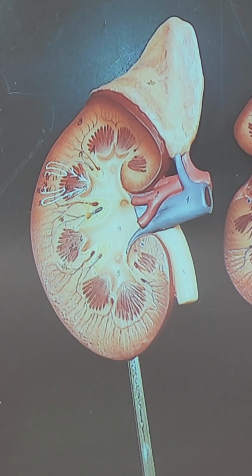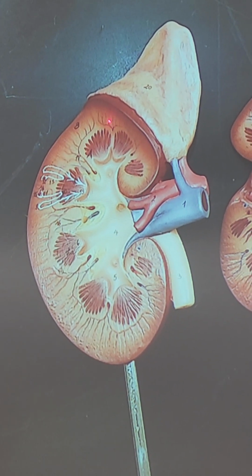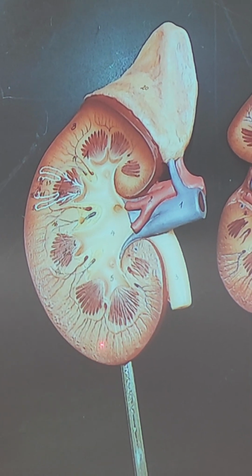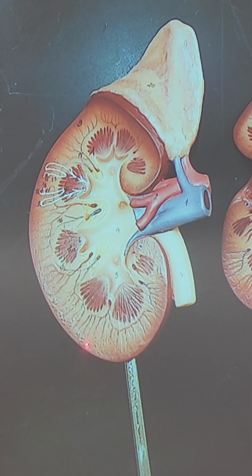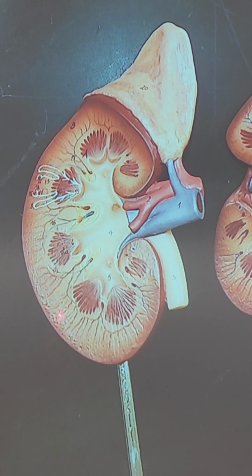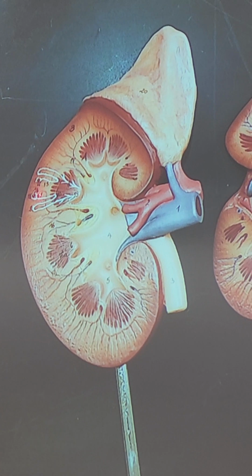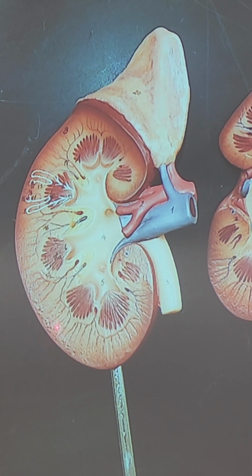do you have cortex? Yes. That is the cortex, the outside, just below the capsule. The most peripheral part, that is the cortex, cortical tissue. The cortex has the nephrons. All nephrons are in the cortex.